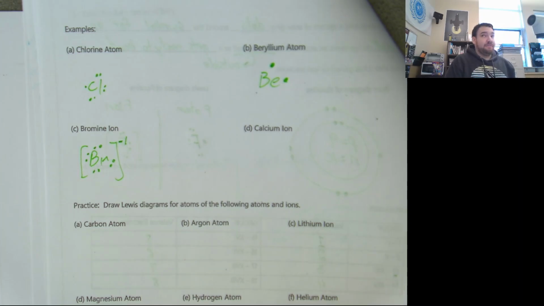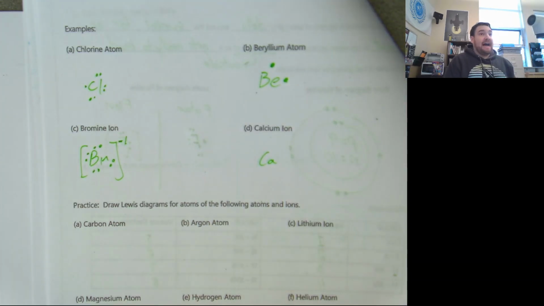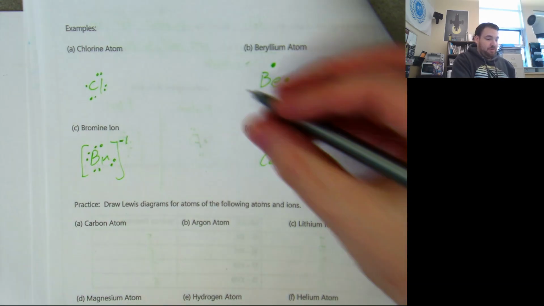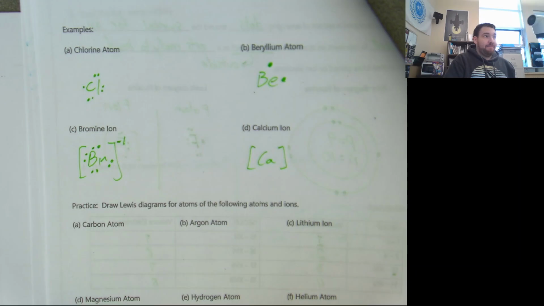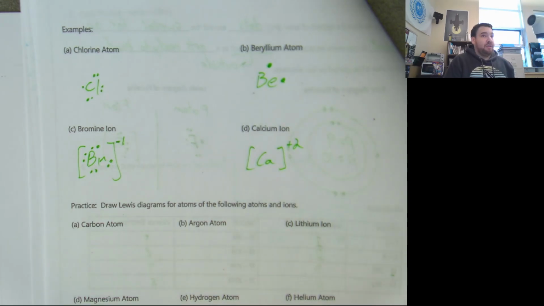And then the last one. Calcium ion. Calcium is what symbol? Ca. It's an ion. So is calcium a metal or a nonmetal? It's a metal. So when a metal ionizes, it loses everything in the outside shell. So that's all you got to do. What's the charge on calcium? +2. There are no dots to draw because when a metal ionizes, it loses everything. So there's no dots. You're done.